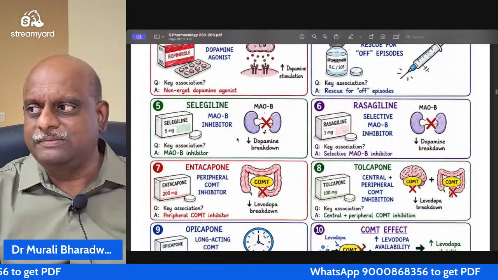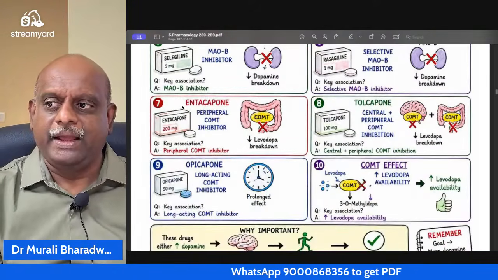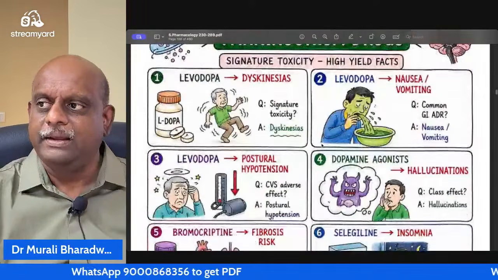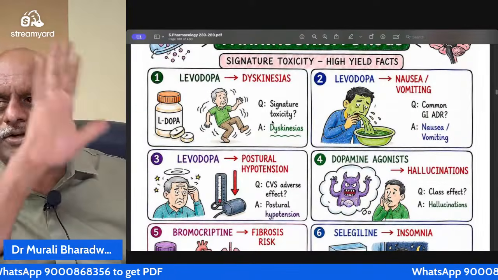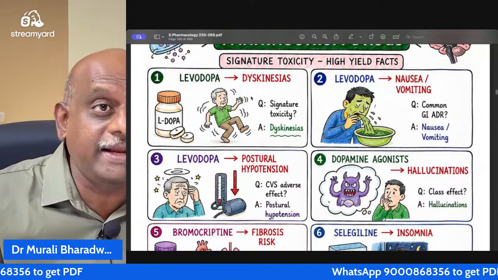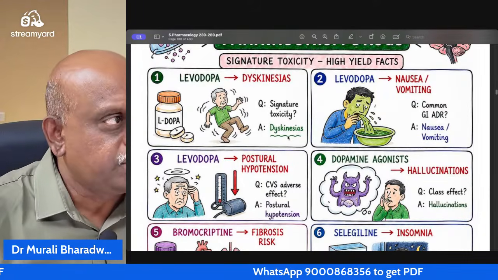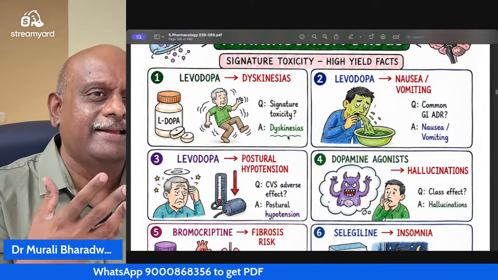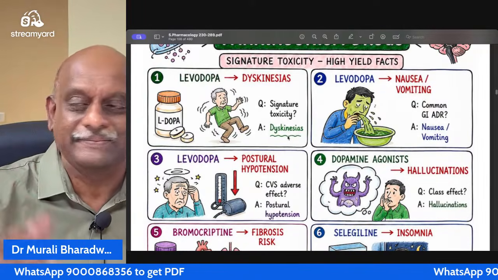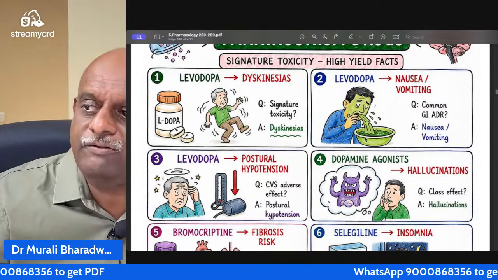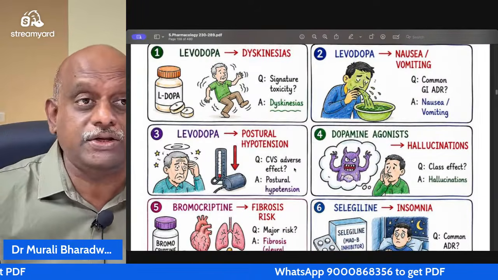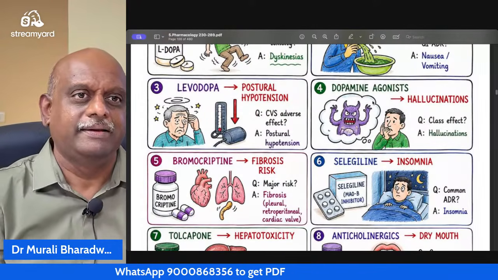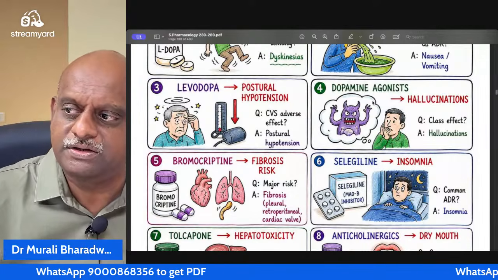Selegiline is MAO-B inhibitor. And once more, we have revised the same for you to remember. Now, what are the signature toxicities? Levodopa leads to dyskinesias because Parkinsonism is low dopamine. If you give too much levodopa, it leads to dyskinesia, overactivity. Levodopa can cause nausea, vomiting, postural hypotension, hallucination, especially with dopamine agonists, bromocriptine and all, lead to hallucinations.